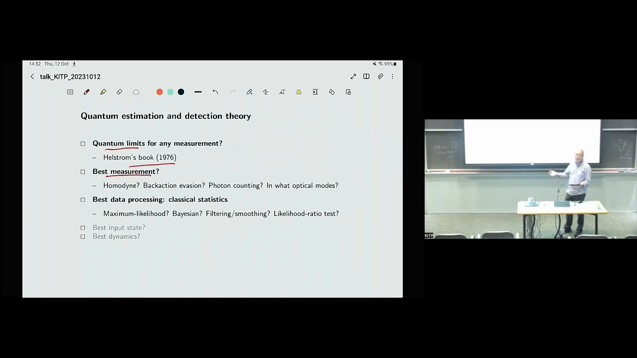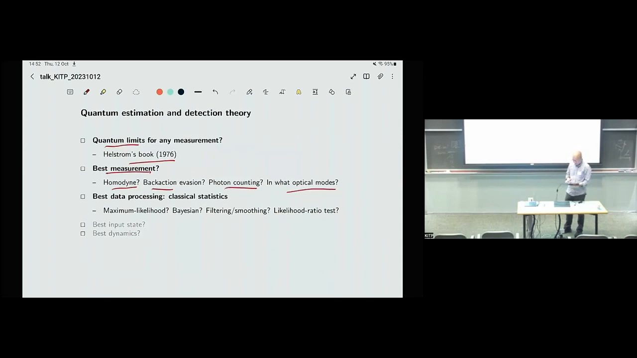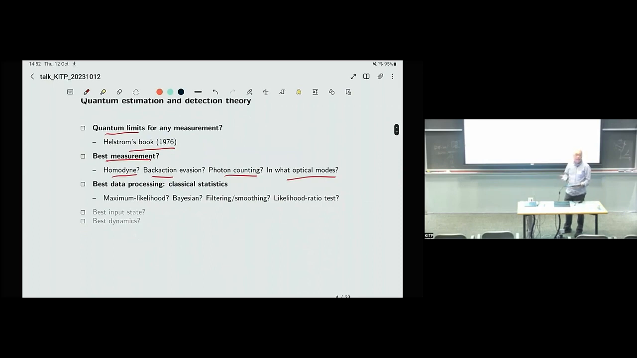So for optomechanics, there are a lot of questions. Do you do homodyne? Do you do photon counting? Do you need to worry about back-action noise? And because we are measuring the optical field, you also have to worry about which optical mode you are measuring. So that can be an important point in certain applications. And last but not least, you also have to worry about the best data processing.